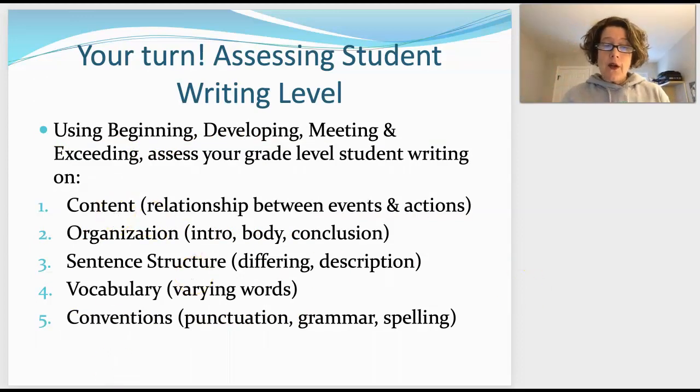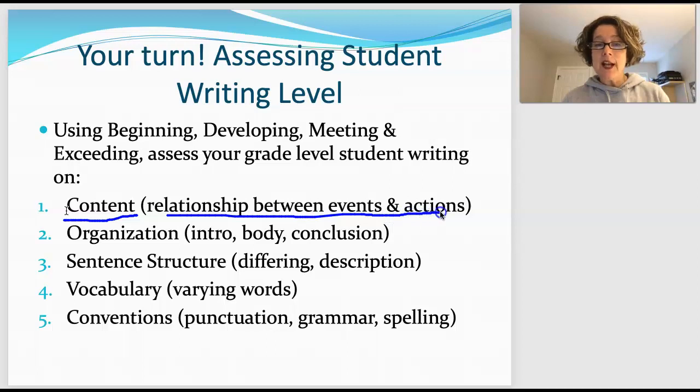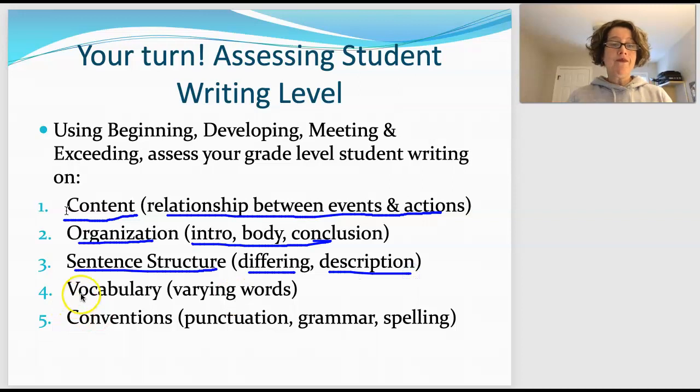Base your assessment on content. So when they're writing, is there a relationship in the writing between events and actions? Look at the organization. Do they have an intro, body, conclusion? Look at sentence structure. Are all their sentences the same? And do they have lots of description?